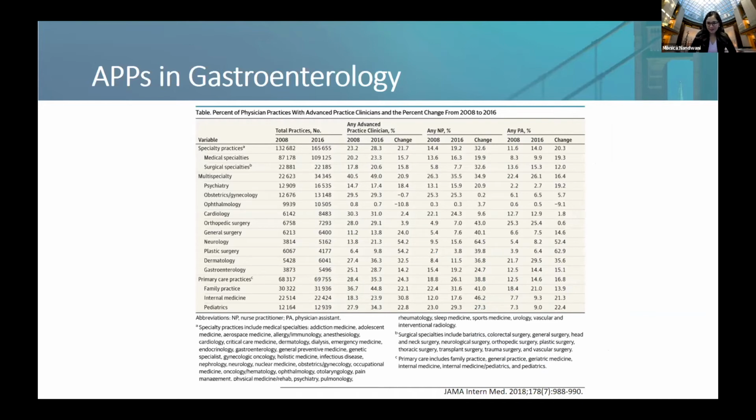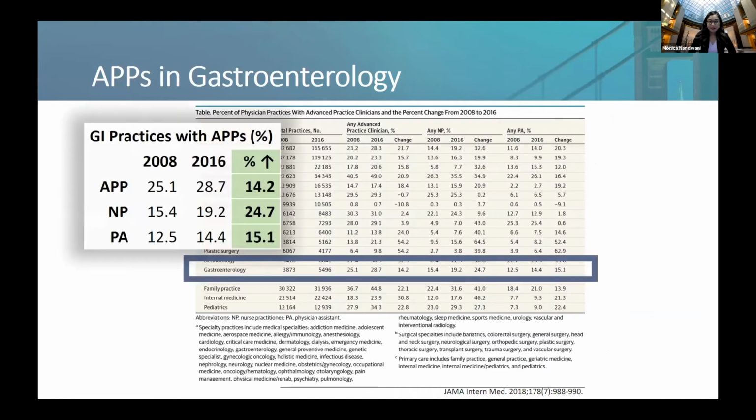And so again, going back to the JAMA Internal Medicine 2018 publication, looking specifically at the SK&A data set, which is a proprietary data set that includes information on 90% of physician practices in the US. So they looked at how many GI practices as a percentage had advanced practice providers, and they compared data in 2008 versus 2016. And I made those numbers a little larger because I know it's hard to see on the screen. But you can see that in 2008, about 25% of GI practices had an APP, and that increased to about 28.7% in 2016. So about a 14.2% increase in that 8-year span or so. And you can see what the breakdown is by NP or PA.